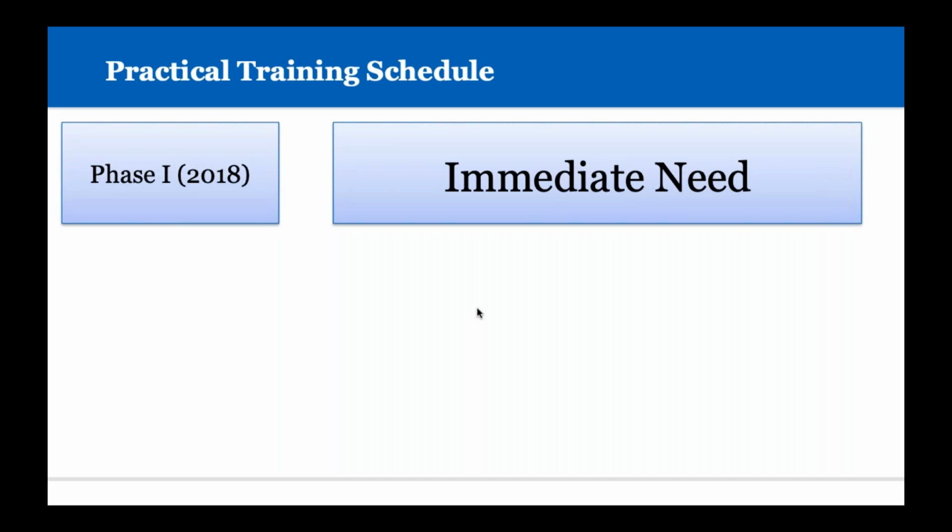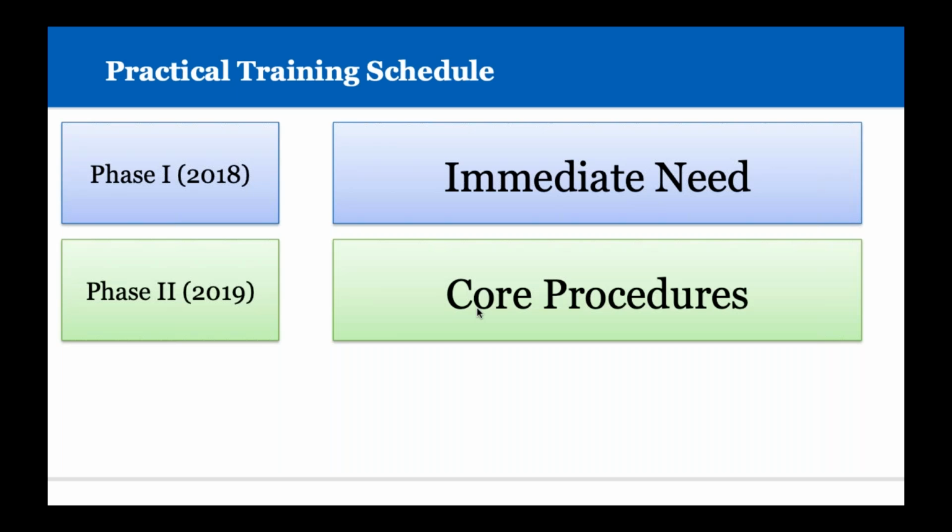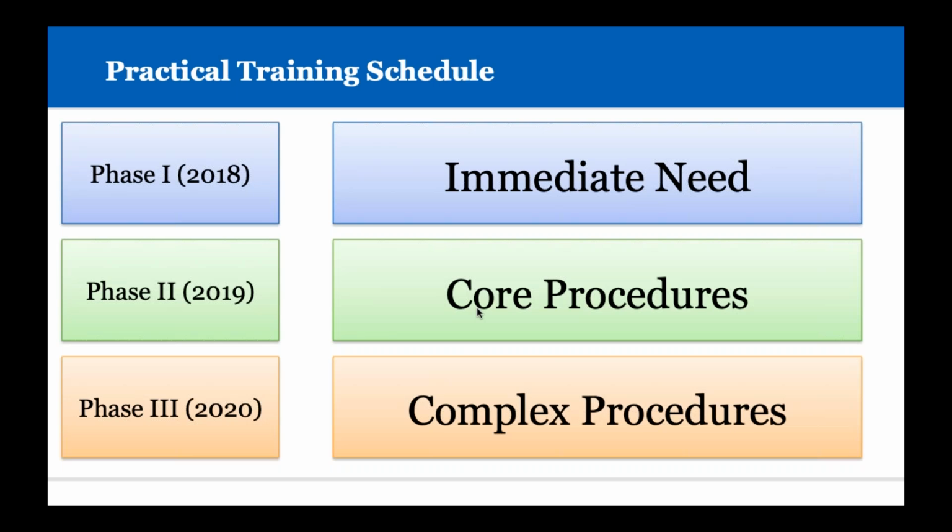For the actual practical training schedule, we proposed a 3-phase approach, starting off with procedures that are immediately needed. So we started off with abscess drainages, nephrostomies, biliary drains, and core needle biopsy, because we felt those were the most urgent. And then this week we stepped up to phase 2, which includes basic vascular procedures. By next year, we hope to move on to complex vascular procedures, including neurointerventional radiology, interventional oncology, and things like uterine fibroid embolization.